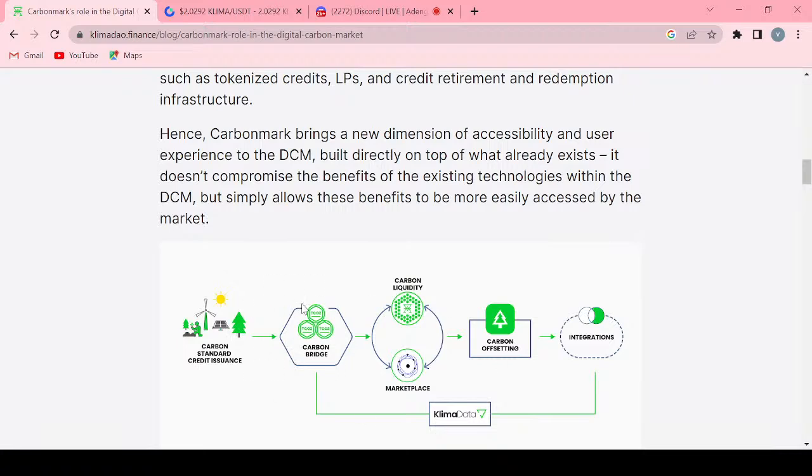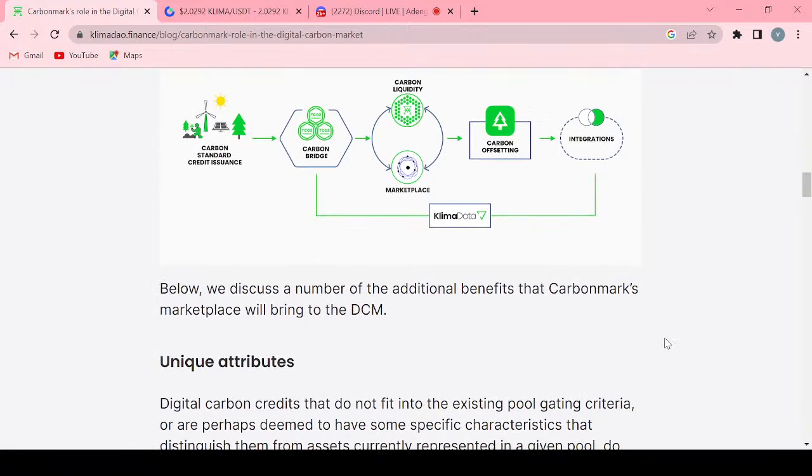The carbon bridge is nothing but TCO2, and next the process is in the marketplace. Before the marketplace, it is the carbon liquidity. They are making it carbon liquidity, and it is connected with the marketplace. Then the carbon bridge is also connected with the Klima data. That data will be stored in the integrations here. The integrations contain both the marketplace and the carbon liquidity of carbon offsetting here. So both are included in the integrations process.